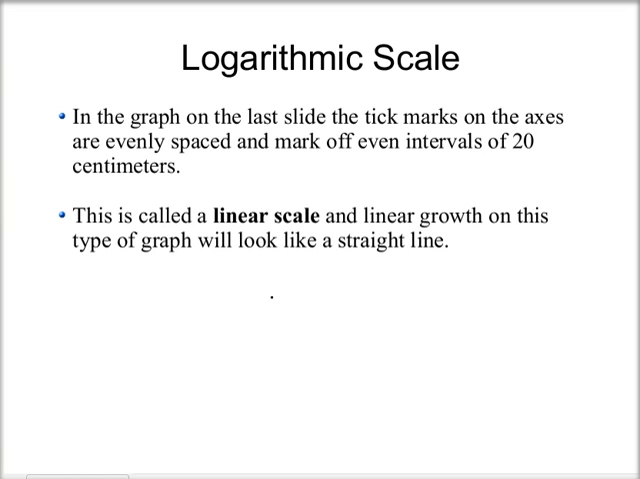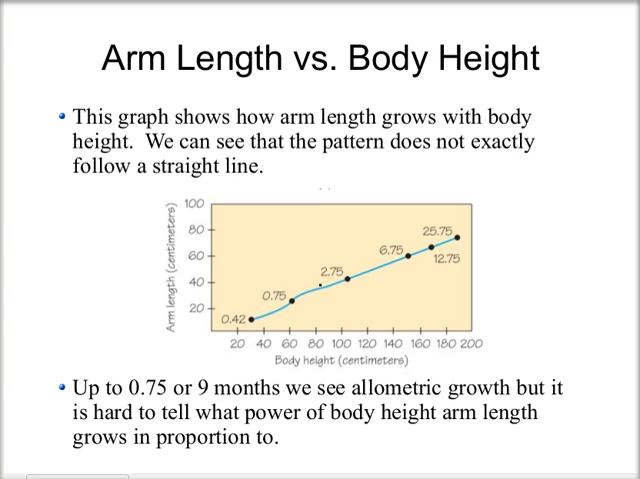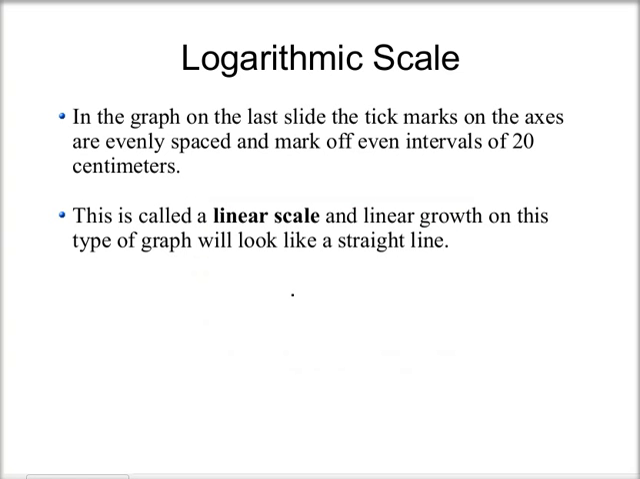In the graph on the last slide, the tick marks on the axes were evenly spaced and marked off even intervals of 20 centimeters. This is called a linear scale, and it's what you're probably used to. Linear growth on this type of graph is going to look like a straight line. So if I go back here, you can see that further on this does look like a straight line, so maybe after about here this looks like linear growth because it's a straight line, but up to there it's not quite a straight line.